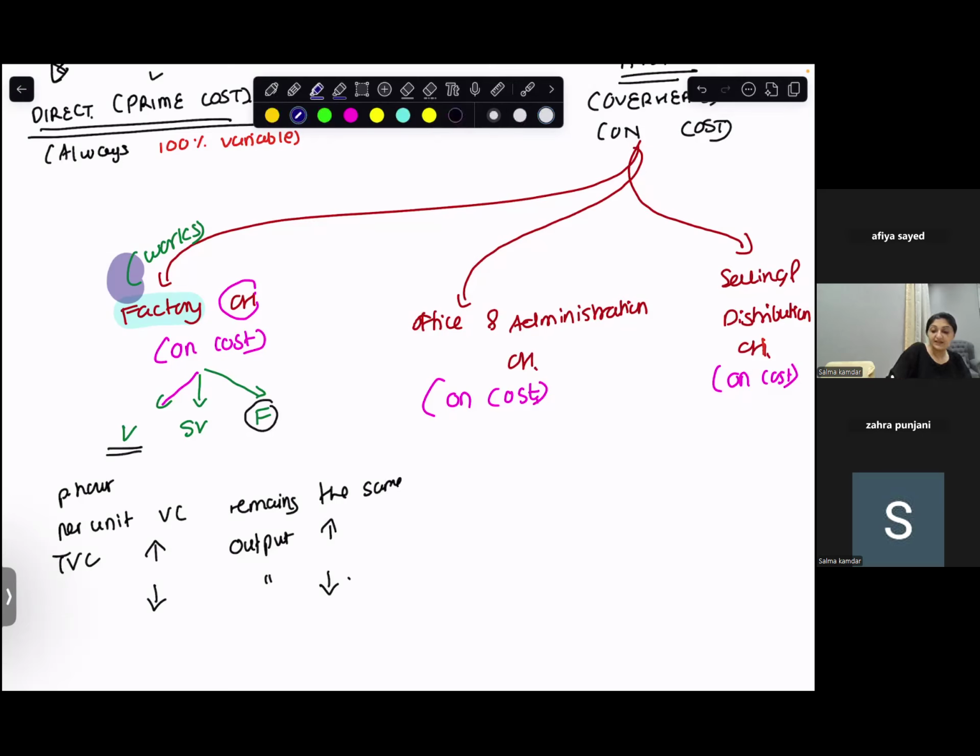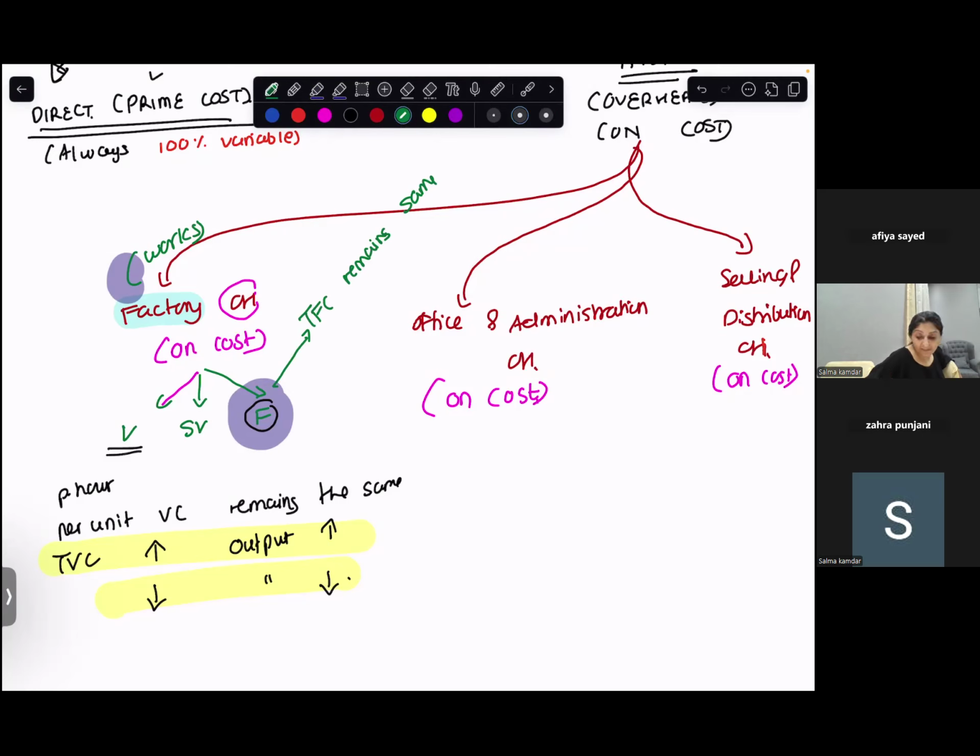This is the nature of the cost. How about fixed? When the price is fixed, like when you are taking per book, the total fixed cost remains the same irrespective of output. However, the fixed cost per unit can change depending upon the output.